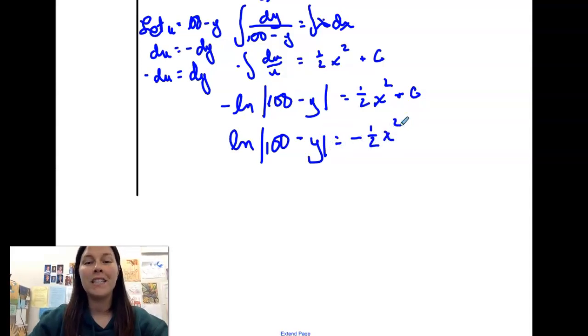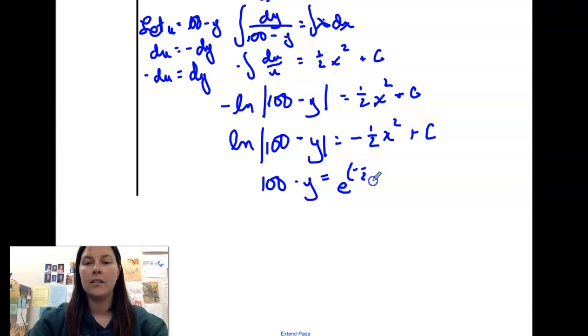As a reminder, c is just a constant, so it doesn't really matter what we do to it. It's still some constant, so we don't have to change it when we multiply by another constant. Now we're going to take care of natural log, so raising both sides to e. We get e to the negative 1/2 x squared plus c power.